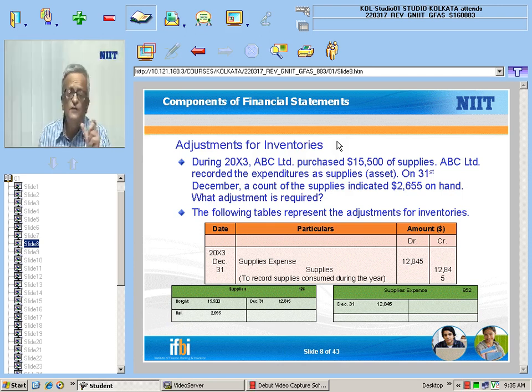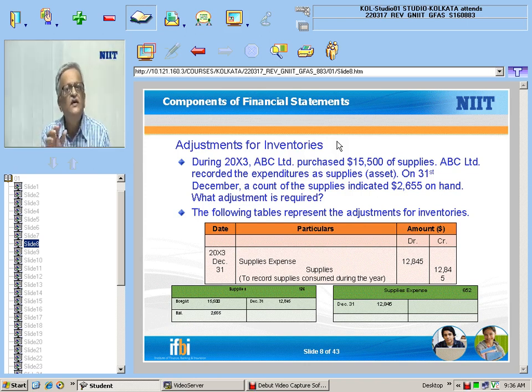At the end of the reporting period, it may be 31st March or 31st December, the total stock left is found out. Then for the difference amount, the expenditure account is debited. That is how the procedure takes place. The following table represents the adjustment for the inventories. 31st December, debit supply expense 12,845. Credit supplies account 12,846.